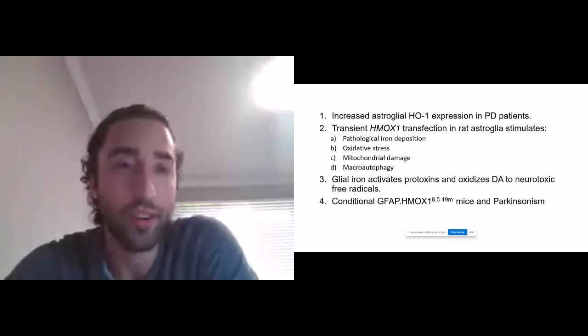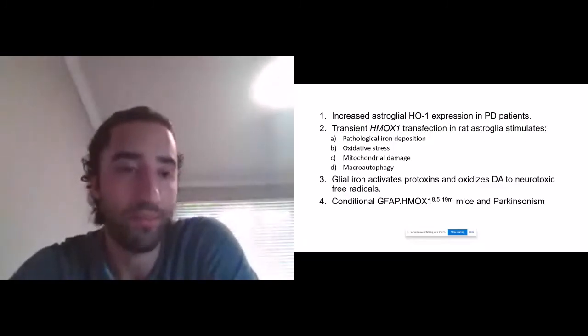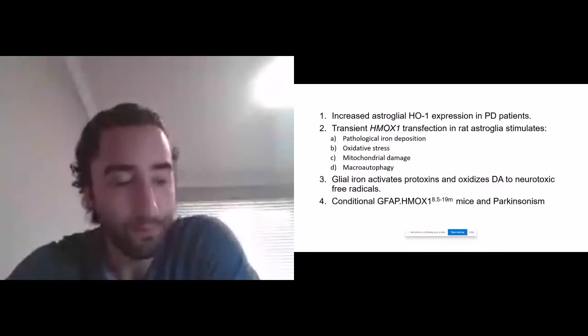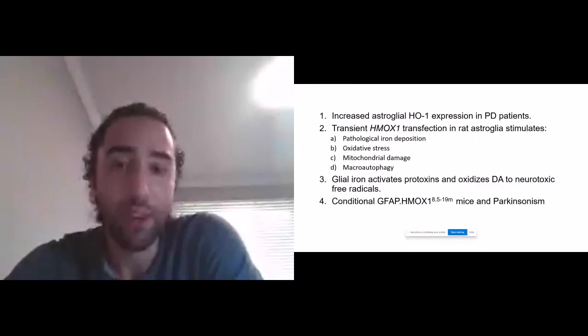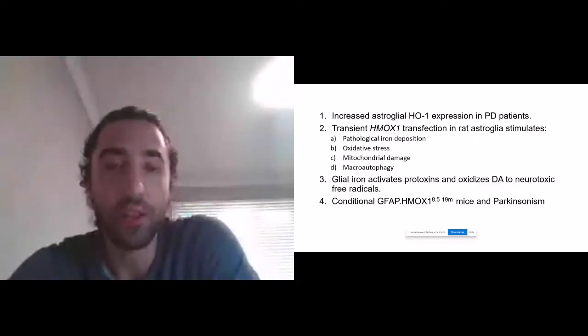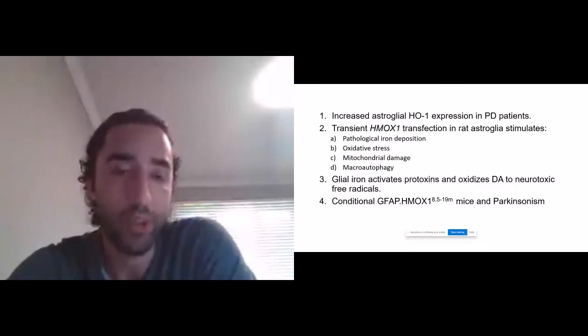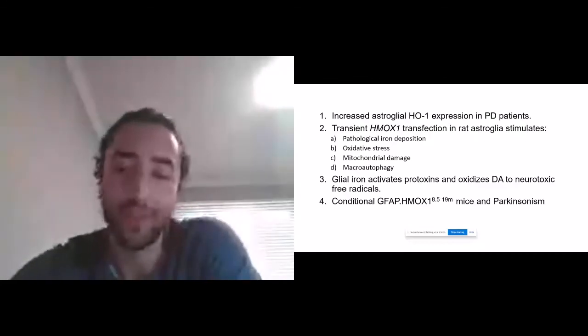Secondly, transfection of rat primary astrocytes with the human HO1 sequence results in a core neuropathology, which consists of pathological iron deposition, oxidative stress, mitochondrial damage, and macroautophagy. Third, ferrous iron derived from the degradation of heme is capable of converting dopamine to neurotoxic compounds in HO1 transfected primary astrocytes. And fourth, the chronic HO1 overexpressing mouse model demonstrated that glial HO1 is a driver of PD pathology in mice.